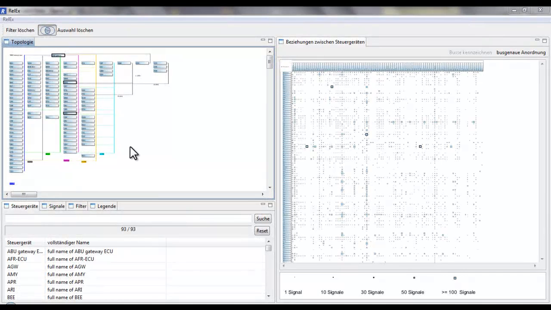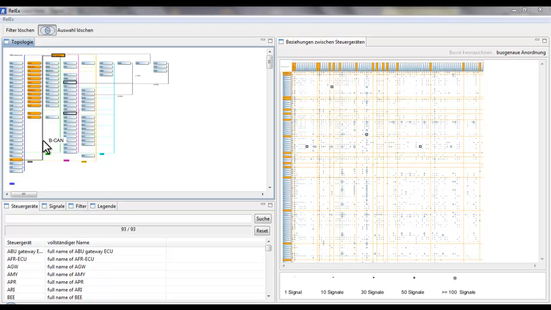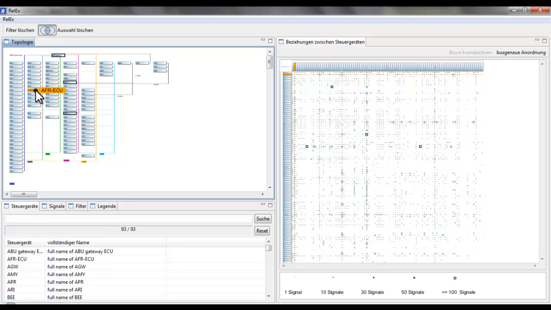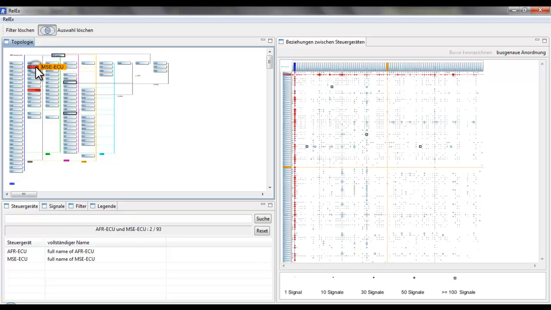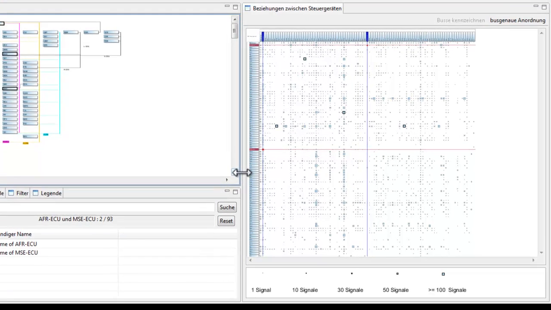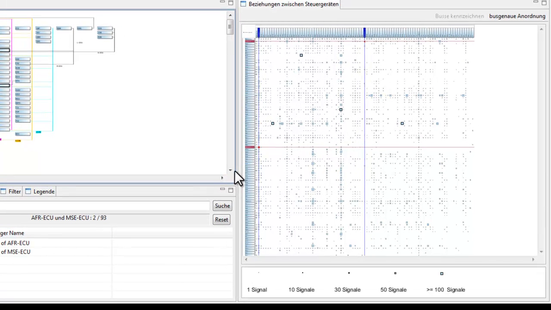Another colleague of Tom asks him which of two ECUs he should implement major changes to, the AFR ECU or the MSE ECU. Tom knows that both are connected to the gray BCAN bus and selects both by holding the Shift key. As the decision strongly depends on how many signals, ECUs, and buses might be affected, he turns to the matrix view, which gives an overview over signals that are exchanged between ECUs.